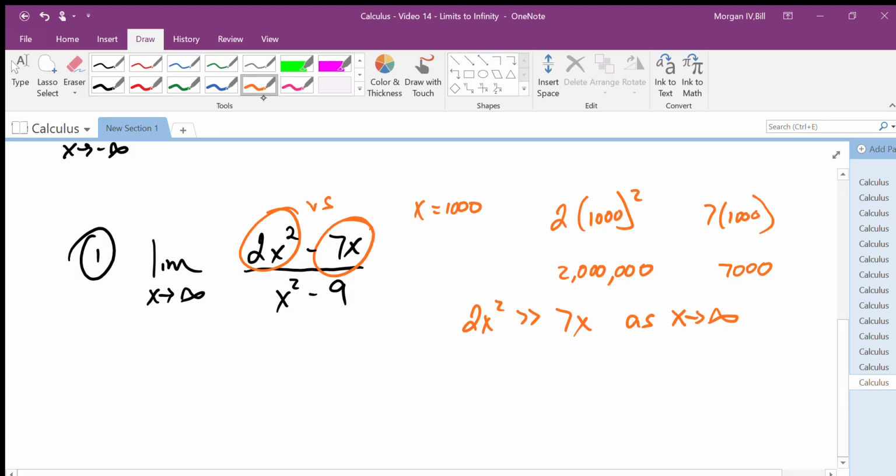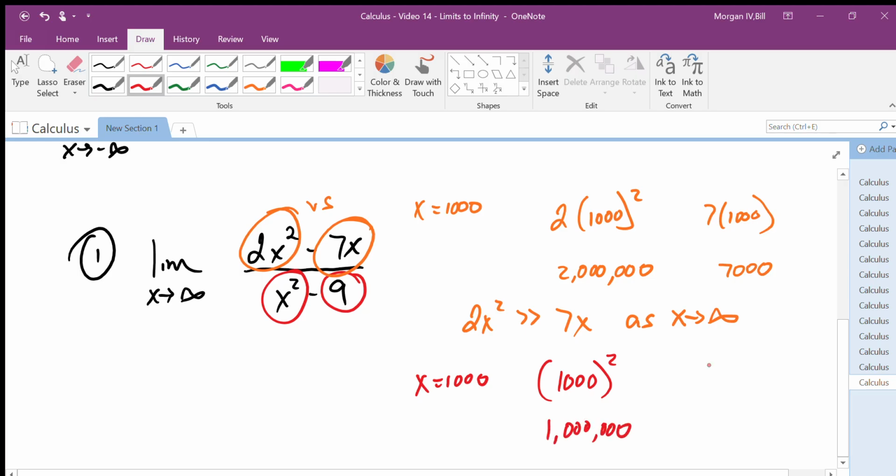Same thing occurs in the denominator. Compare x squared and 9 as x goes to infinity. Again, as x is, say, 1,000, my favorite big number, 1,000 squared is 1,000,000, and 9 is just 9. If we take 1,000,000 and subtract 9, it's still basically 1,000,000. If you have $1 million and you spend $9, who cares? That's the idea here.